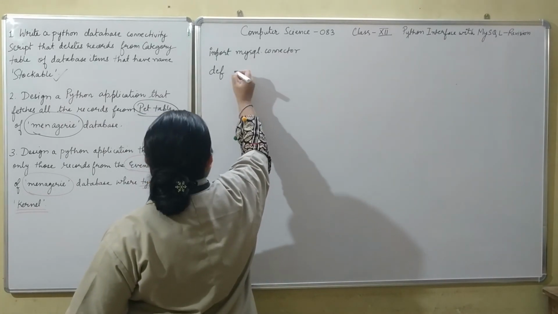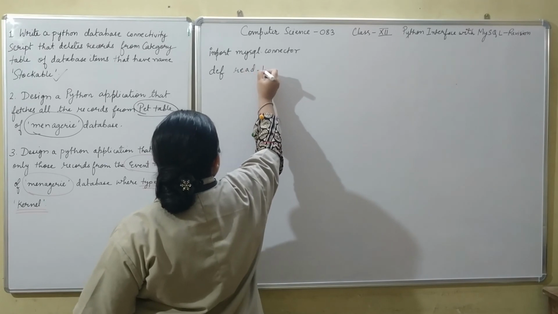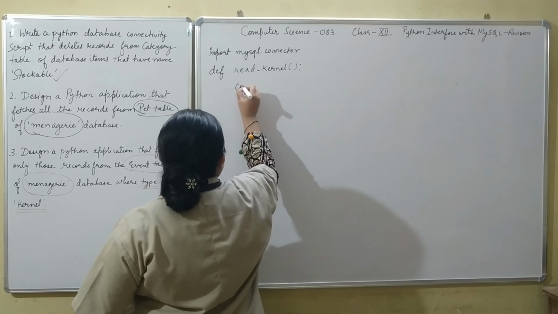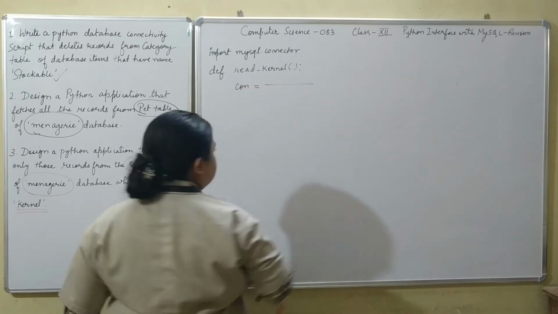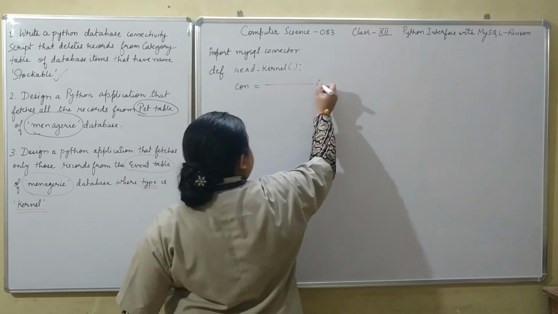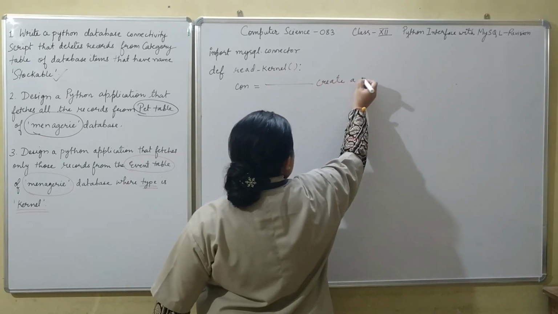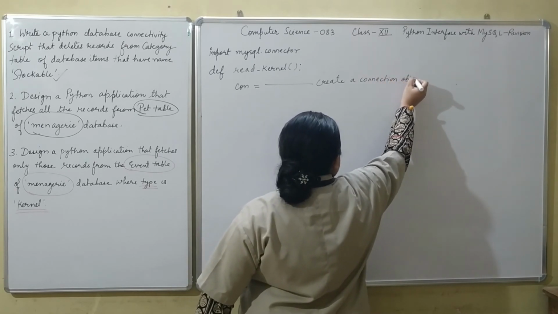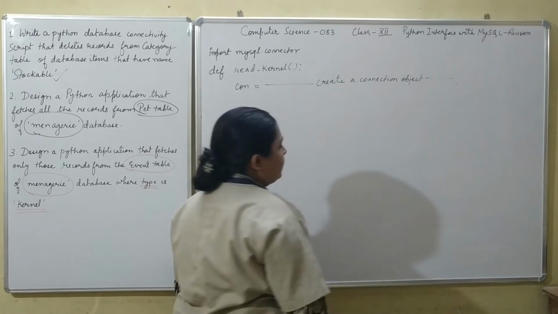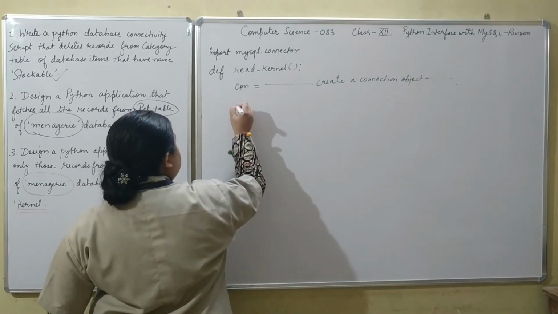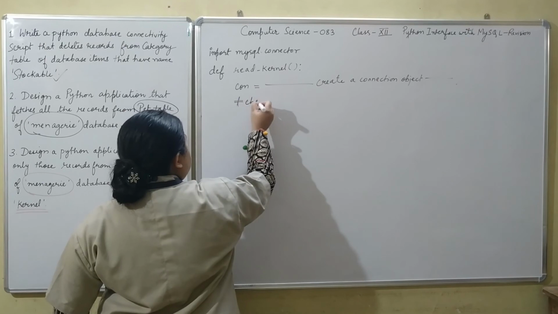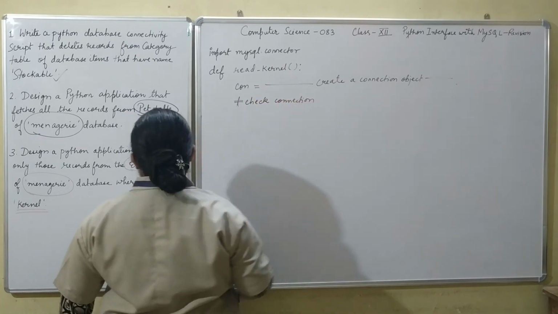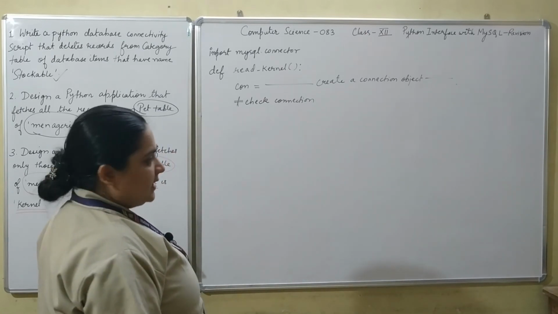So we will read kernel. Now creating a connection object, I think you can easily do that. Okay, so you can create a connection object. I won't repeat that, it's for you people to do. You can check for the connection. Check connection, that also you can do. I am going to concentrate mainly on the fetching part.